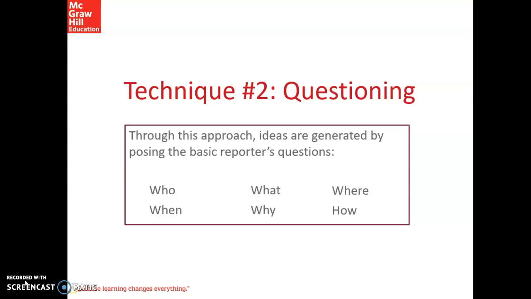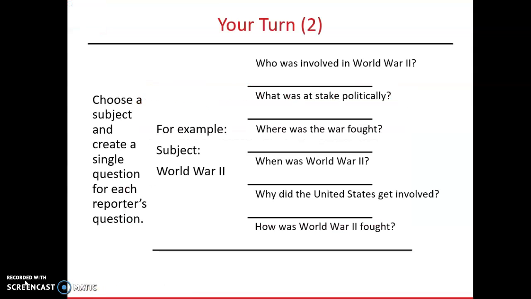Consider that. Technique number 2 is questioning. Through this approach, ideas are generated by posing the basic reporter's questions: who, what, where, when, why, and how. All right, so your turn. Practice this. Feel free to pause me, but choose a subject and ask these questions just like a reporter would if you're writing a report.